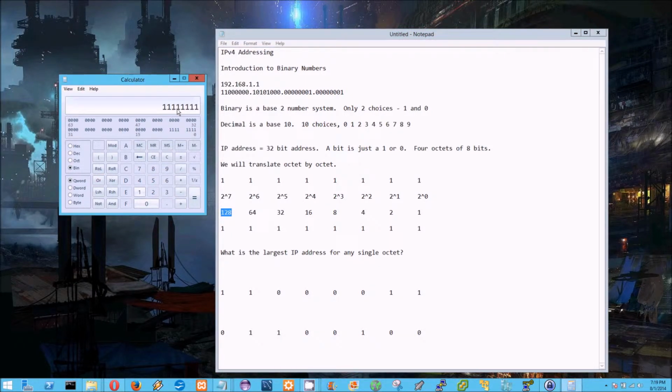1, 2, 3, 4, 5, 6, 7, 8. Interestingly, and it's not a coincidence, what's the highest IP address you can have in one of these sections? 255. How did they get that? They got that because the highest binary number you can have is where all your bits are set. And if you add all of these up, the decimal equivalents, you will get 255. All right?